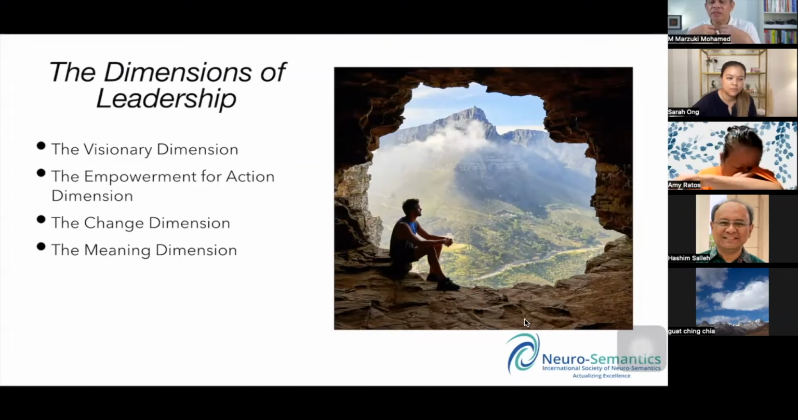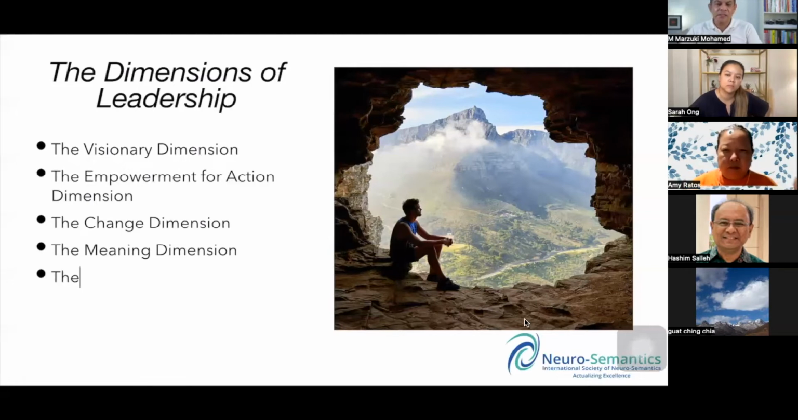For example, in the chaos that we have experienced over the last 2.5 years with COVID and the lockdown, the leader brings in new empowering meanings to how we handle that pandemic, how we handle that lockdown. Otherwise, as I believe many of you noticed, a lot of people suffer from mental and emotional issues during this situation. So that's the meaning dimension, to bring in new empowering meaning to the people that you lead.